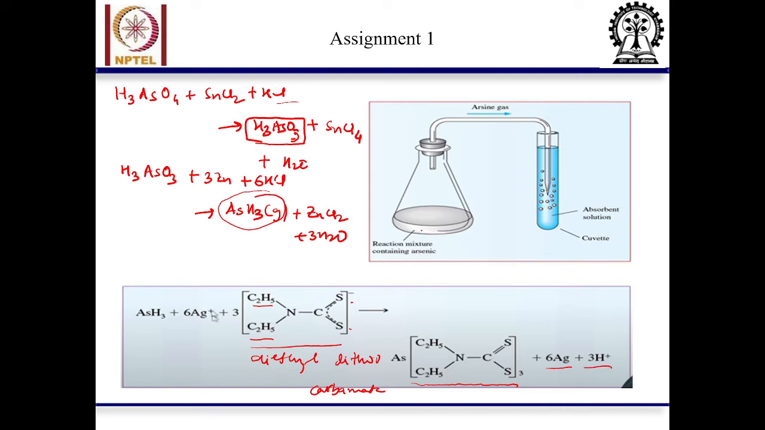So in the reaction mixture we are putting SnCl2 in HCl, so it will form H3AsO3. Now we will put the zinc, then the arsine gas will evolve and we have to put it in some solution which can stabilize this arsine. Now what will happen? This is the colored complex. Now we know that for a colored complex we can do the spectroscopic method, which is basically UV visible absorption spectroscopy.